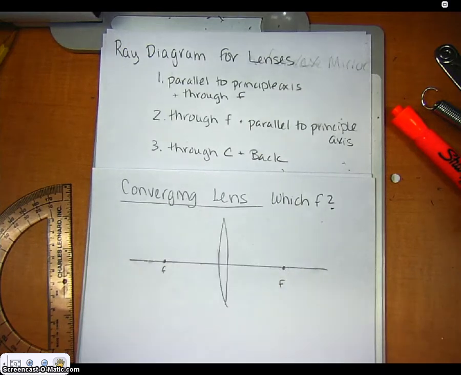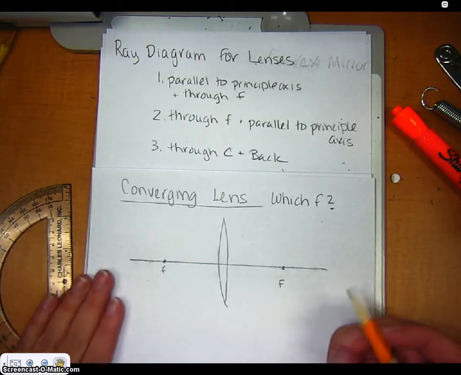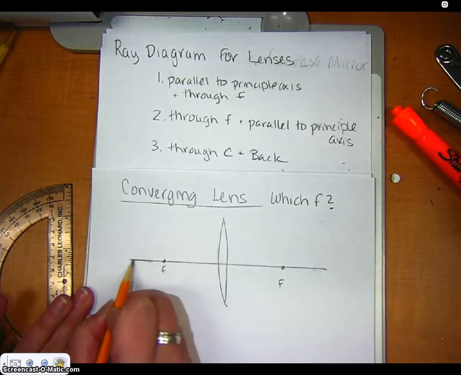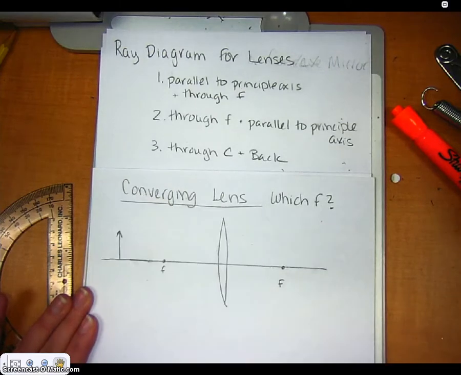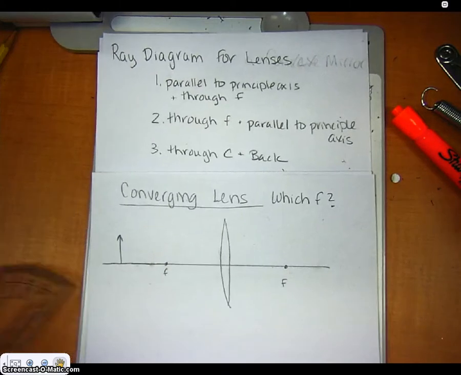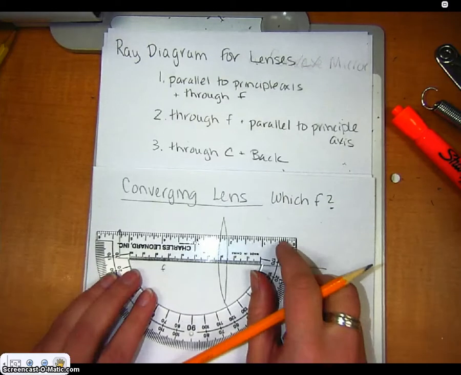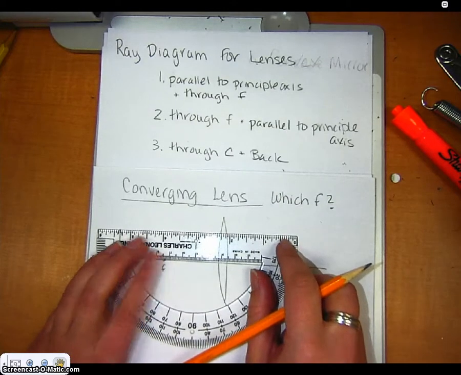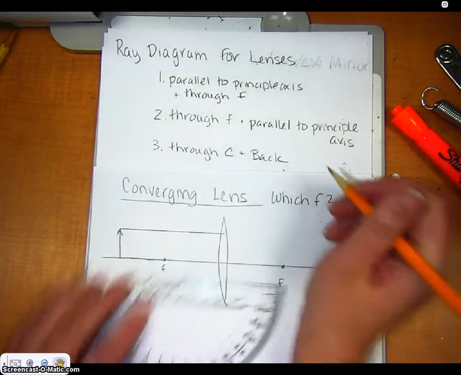So we now want to draw the image that the object would create. So we're going to put an object over here. The first rule goes parallel to the principal axis and through F. So I'm going to go parallel to the principal axis, right here.